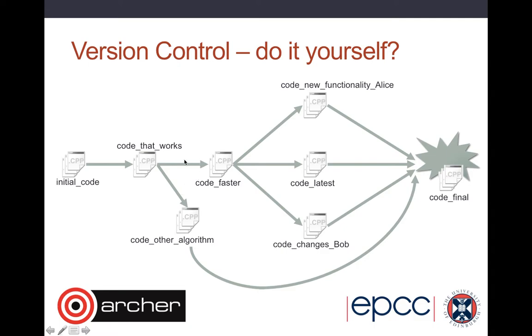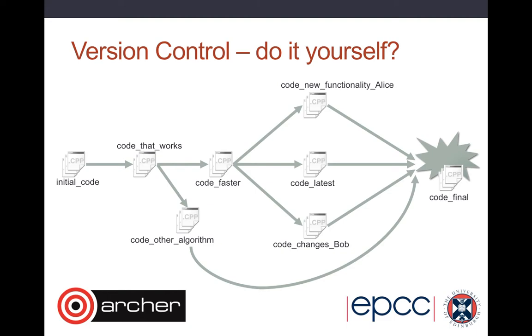Now you go back to the first version that worked, code that works, and you think, oh, hang on, okay, I used this other algorithm which was faster or better, but maybe if I simply made some changes to the first algorithm, it could go faster. So you go back to that version, you try to make these changes, and you arrive at another version, code faster. Now this faster code looks like it might be the best basis on which to take further development work.